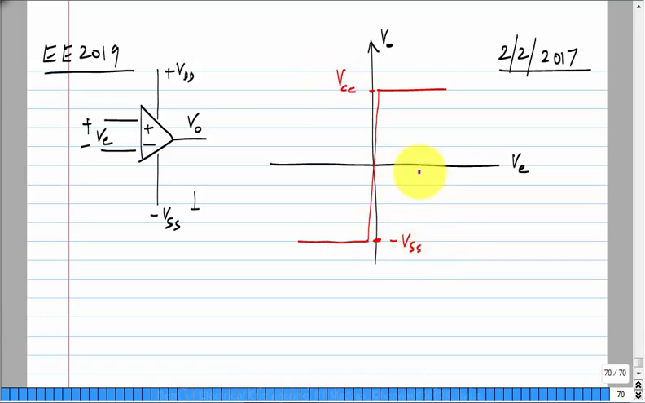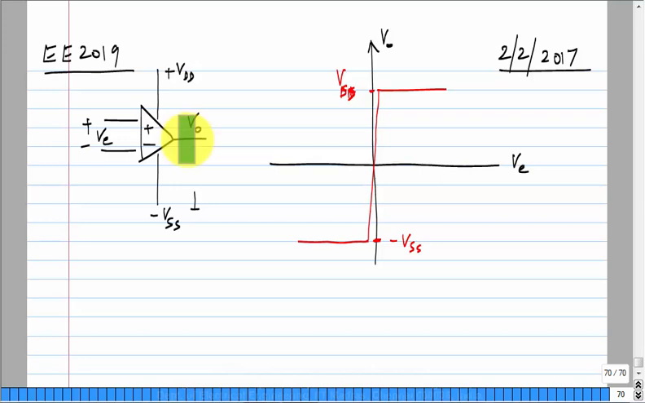We'll assume that the saturation is at VDD and minus VSS, although we know that in reality this will be a little bit below VDD and a little bit above minus VSS. So the output voltage cannot go all the way down to minus VSS; it will be slightly above that, and similarly it can't go all the way up to plus VDD; it will be slightly below that.